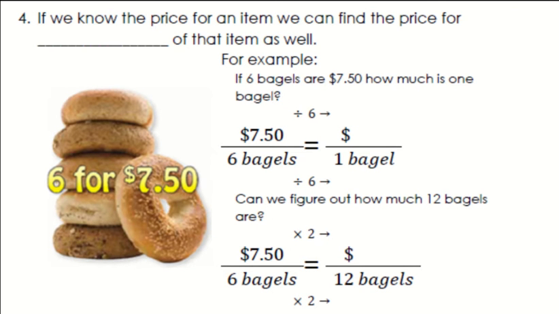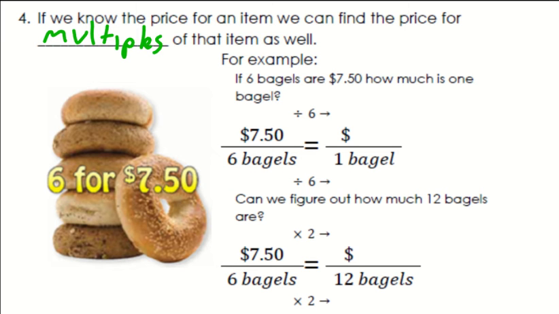So there on page 76 in the workbooks, it says if we know the price for an item, it doesn't have to be price, it could have been like flour like that last one, we can find the price for, I think that's supposed to say multiples of that item as well. Basically, if we know the price of an item, or like I said, the unit rate in general, we can figure out the price for any number of those.